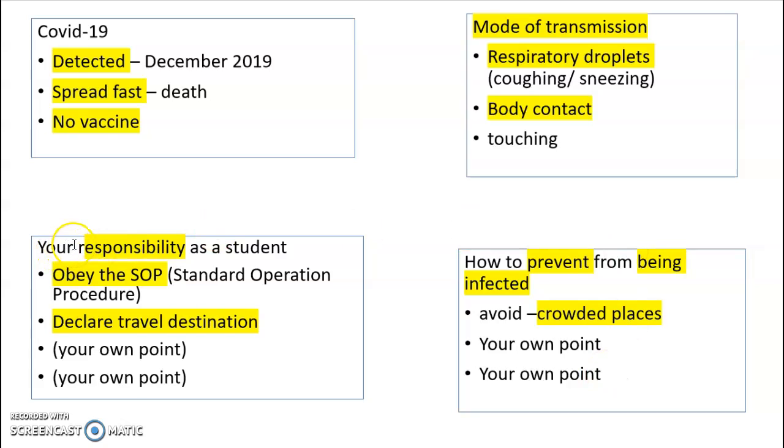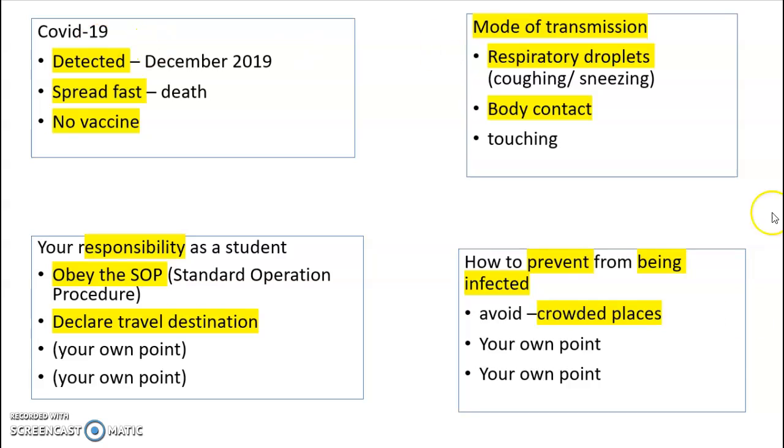After that, you go to the last part. So you need to talk about your responsibility as a student. Number one, obey the SOP. The school is always asking us to obey the SOP. SOP means standard operating procedure. And then declare travel destination, meaning you don't hide your travel history. You need to inform the school where you are going or where you have been. Kamu kena bagi tahu mana kamu pergi dan mana kamu pernah lawati. And then your own points, two points.